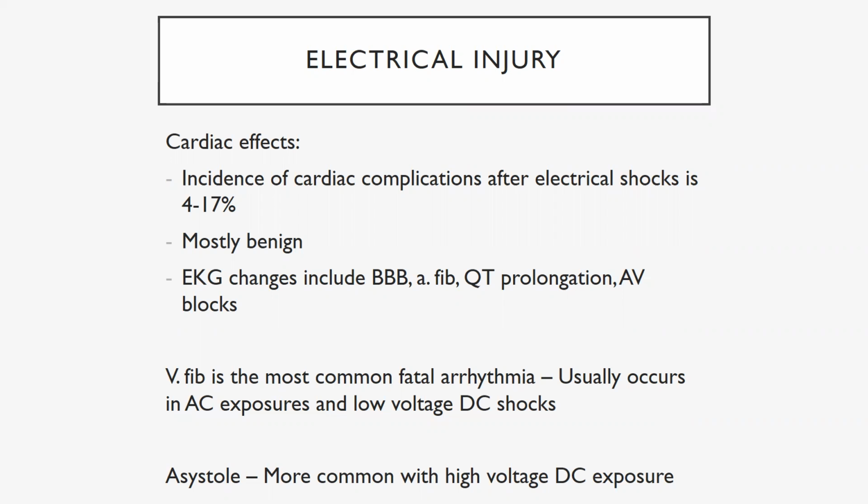However, when you think about the fatal or the more malignant arrhythmias, you think about VFib. This usually occurs more commonly with AC exposures or low DC voltages. Usually if it's high DC voltage, or when you think about lightning, asystole is what a lot of times you'll see in these high-risk arrhythmias.